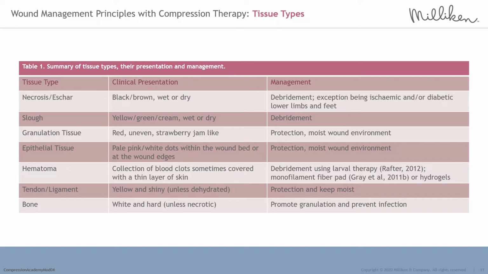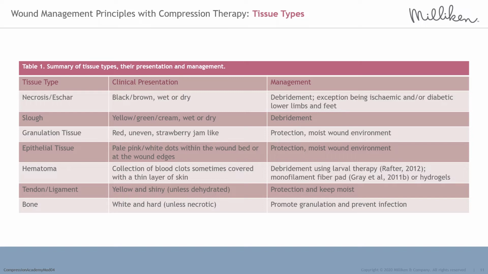Slough usually presents as yellow-green cream. This can be wet or dry with varied tenacity. The management strategy is that of debridement. Different debridement methods will be discussed shortly within this module. The aim is to remove devitalized sloughy tissue, reduce the risk of infection, and allow cell renewal to occur.